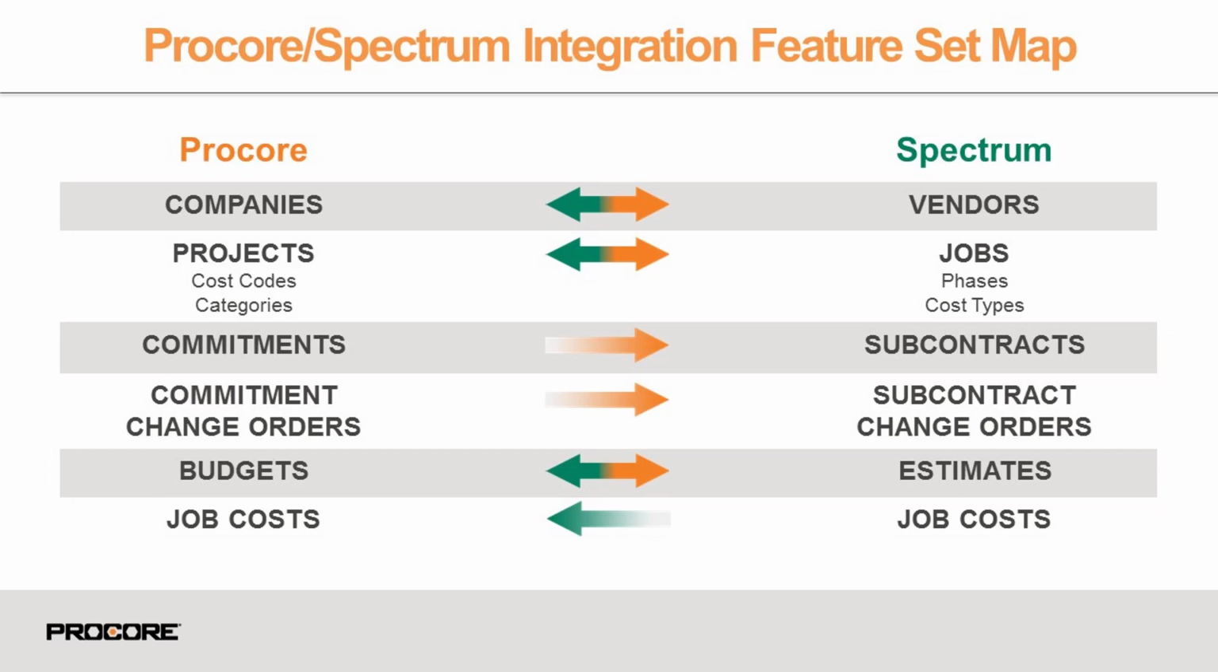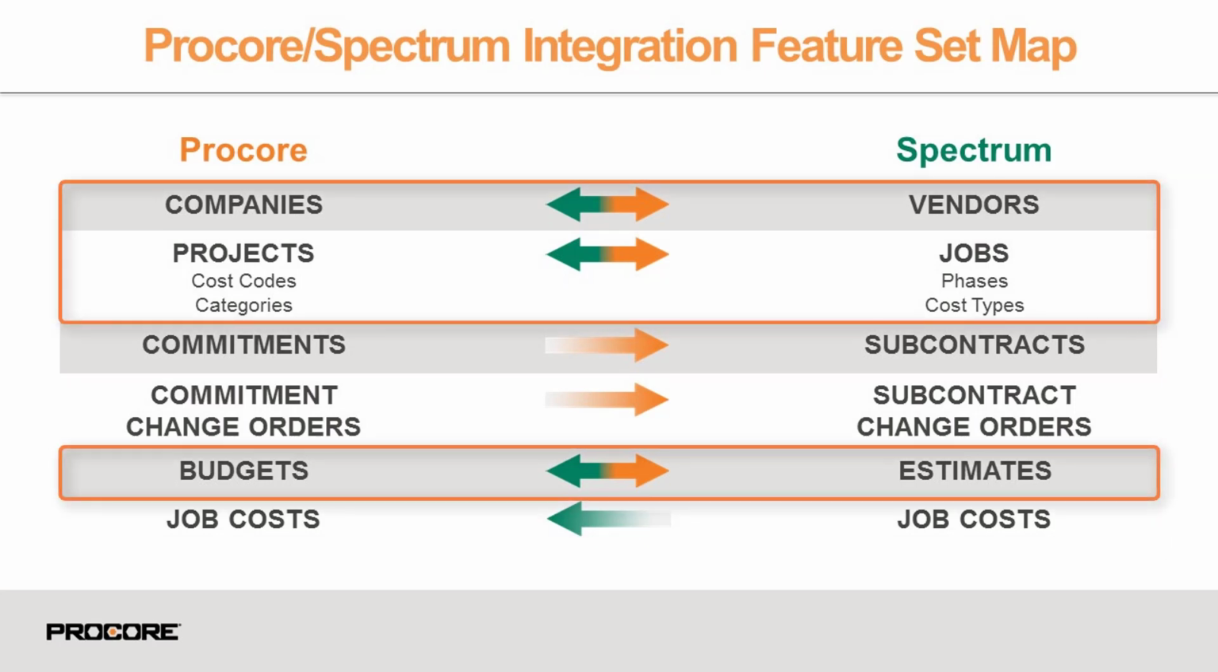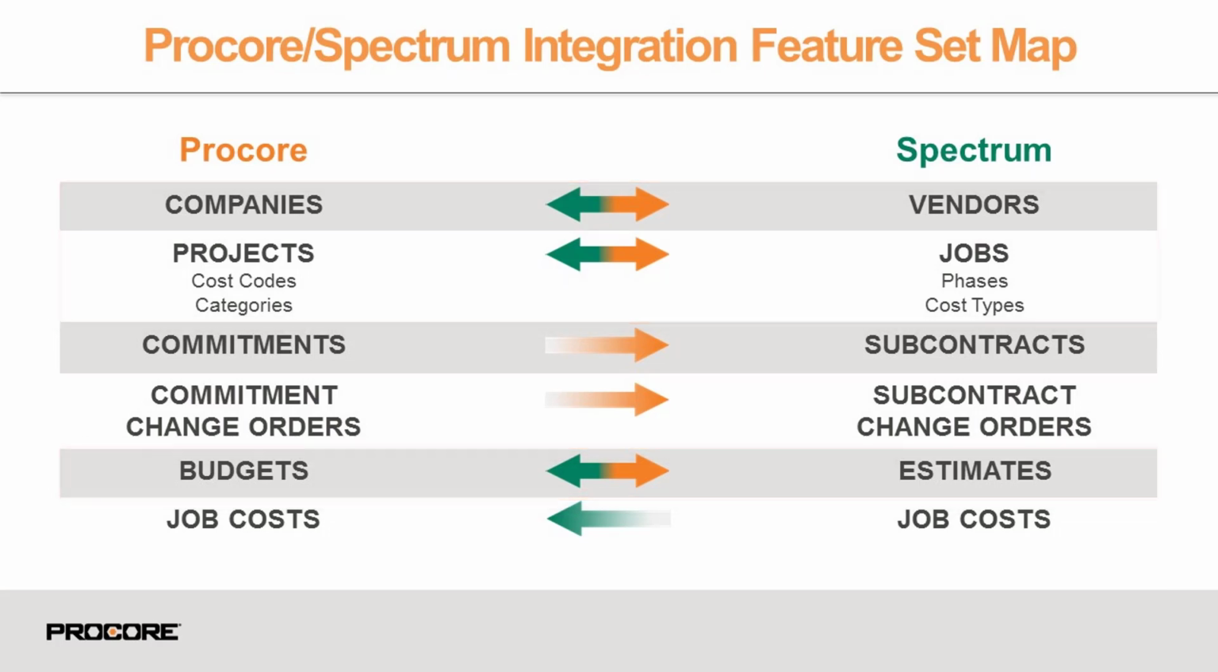Some of the items here, like these three, show the orange and green arrows going in both directions. This indicates there is a bidirectional integration for these items, meaning they can be created in Procore and exported to Spectrum, but they can also be created in Spectrum and imported into Procore.